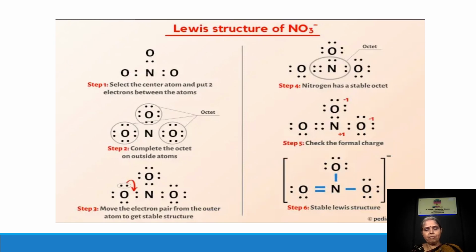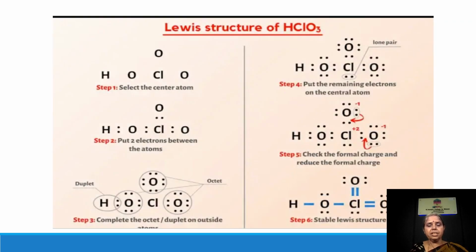How to calculate formal charge we will see later. So, let us see the next example, which is HClO3. Chlorine is the central atom here. Hydrogen cannot be the central atom. Chlorine is the central atom because it is less electronegative than oxygen.